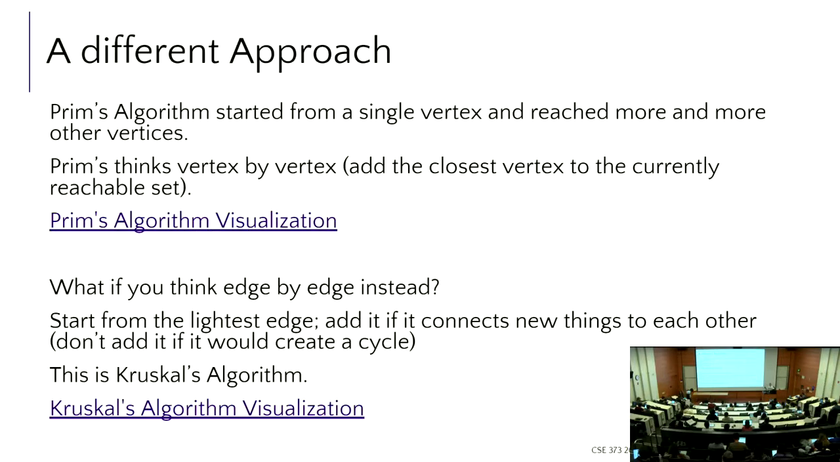If instead we start thinking edge by edge, we actually don't start from a particular source vertex. We start with a particular edge. And then we just start adding in edges in terms of sorted order. So maybe we add an edge over here in a graph, an edge over here in a graph, an edge over here in a graph.